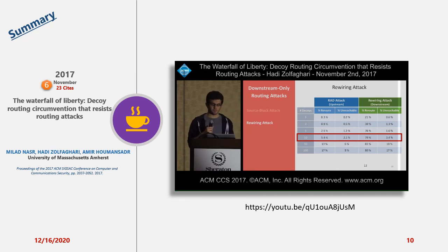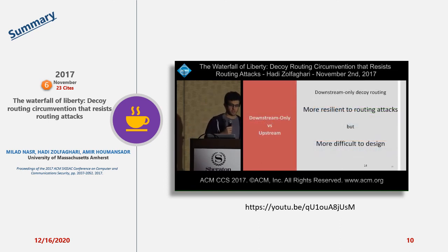To see the effect it would have on the censor, for example, using 10 decoy routers, the RAD attack would only require the censors to reroute 5% of the internet, whereas this rewiring attack would require them to reroute about 80% of the internet and still have more unreachability than the RAD attack would. So we saw that downstream-only decoy routing systems provide more resilience to routing attacks than upstream decoy routing systems.